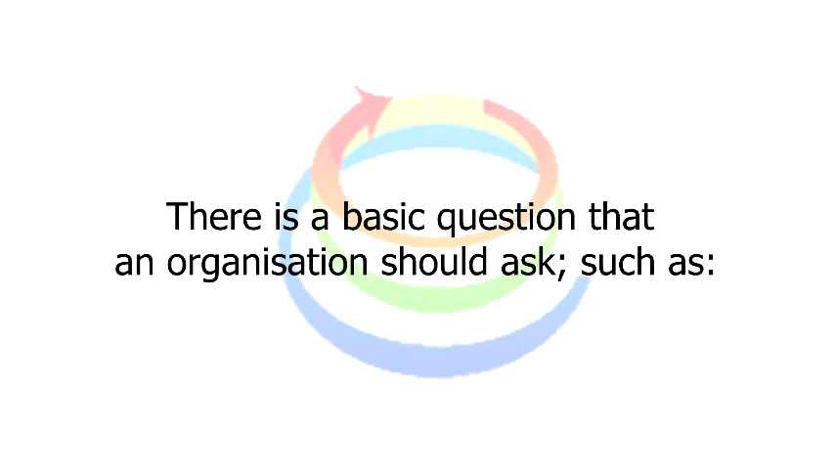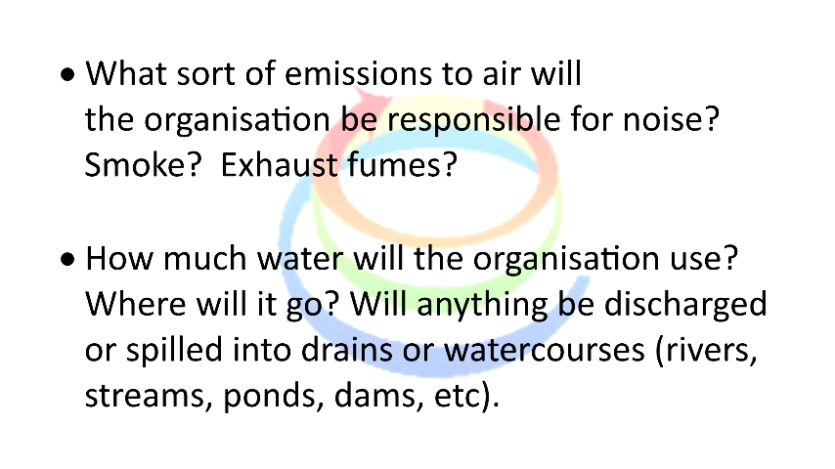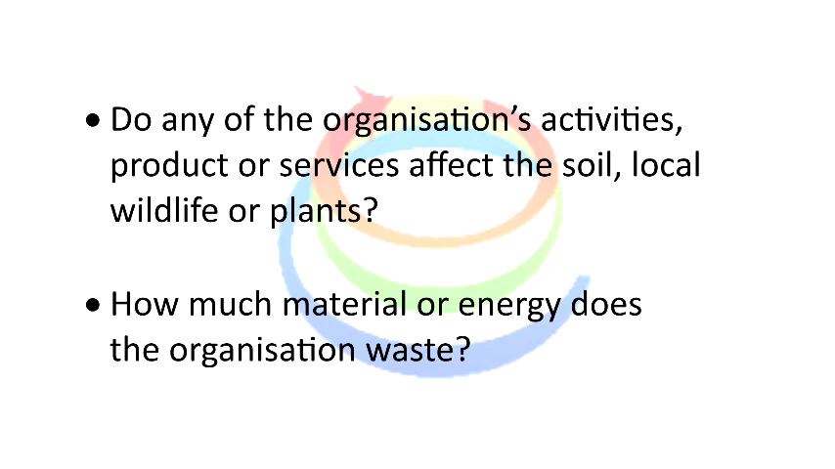There are basic questions that an organization should ask, such as: what sort of emissions to air will the organization be responsible for? Noise? Smoke? Exhaust fumes? How much water will the organization use? Where will it go? Will anything be discharged or spilled into drains or water courses such as rivers, streams, ponds, dams, etc.? Do any of the organization's activities, products, or services affect the soil, local wildlife, or plants? How much material or energy does the organization waste?